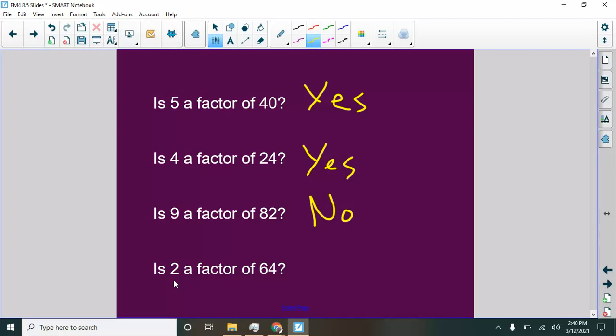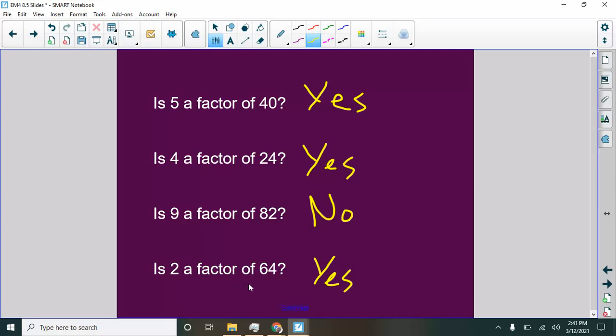Now, we could count by 2s to get up to 64. I'm going to tell you that this is a yes already. Does anybody know an easier way? What do you know about the number 64 that might tell us that 2 is a factor? All right, you might not have known this one, and that's okay.